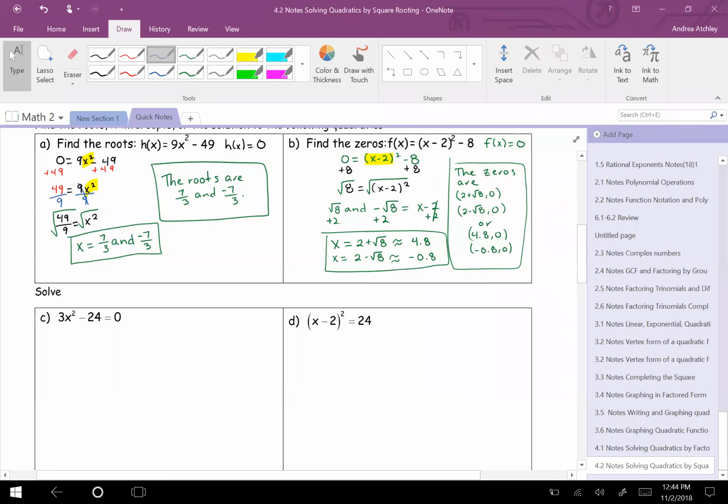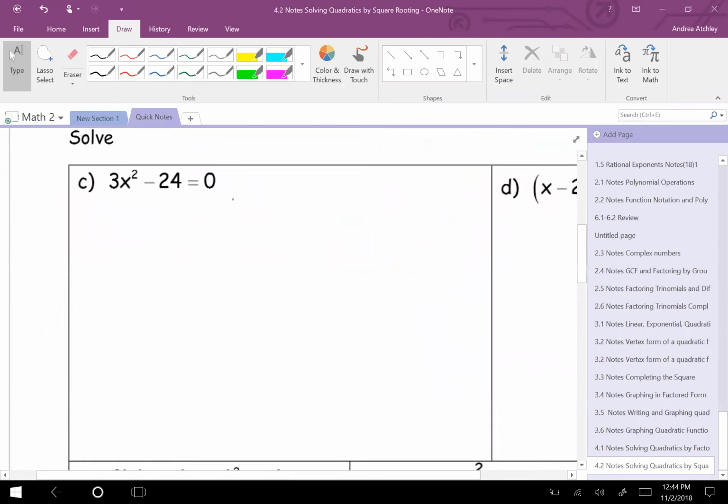Okay, so let's review how we did this. Okay, so we should add 24 to both sides. We get 3x squared equals 24. Now what? How do we get that x squared by itself, class? Very good. Divide by 3.